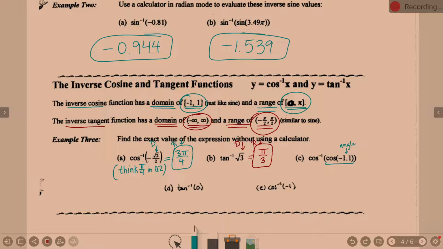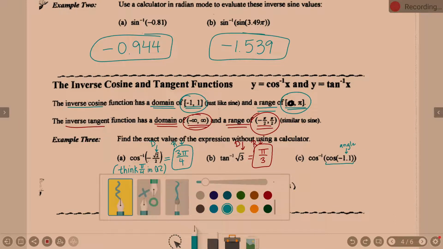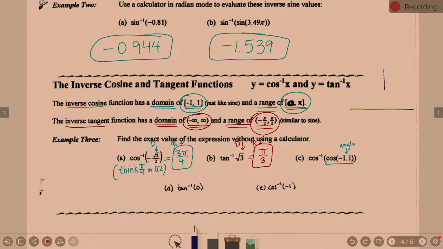Let's sketch a drawing here. Negative 1.1 is an angle, correct? Is this radians or degrees? Radians, because it doesn't say degrees. It would have to have a degree bubble. Otherwise, we know it's radians. Not your typical radian form, but.